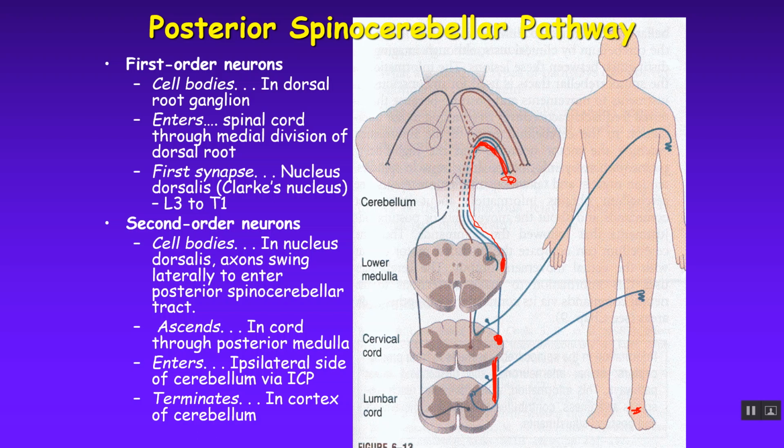So that's the posterior spinocerebellar tract. High fidelity pathway bringing in lots of information from muscle spindles, joint receptors from the limb. And this is from the lower body, posterior spinocerebellar tract. Got it? Just two orders of neurons.